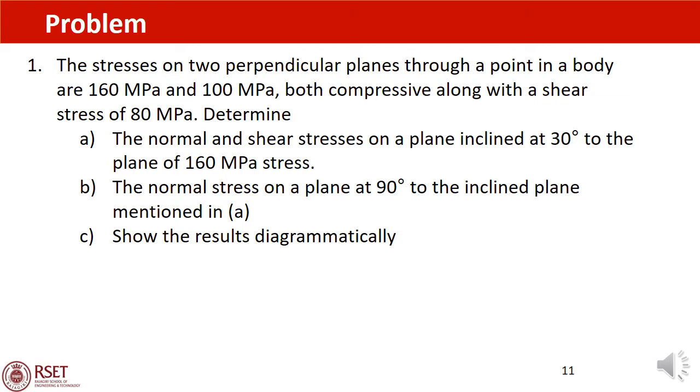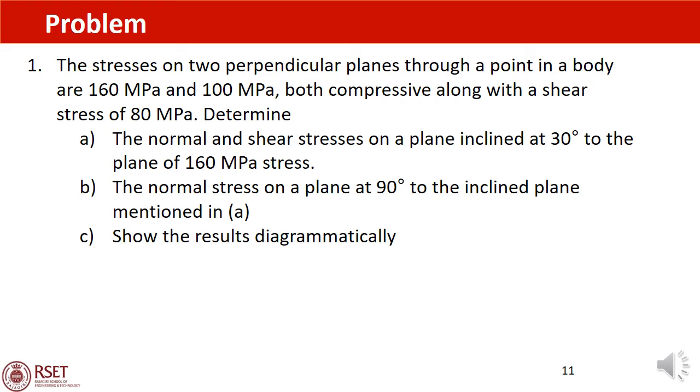So basically in the question, the value of sigma x is given to be 160 megapascal and the value of sigma y is given to be 100 megapascal and the value of shear stress tau xy is given to be 80 megapascal, and we are asked to find out the normal and shear stresses, that is sigma x dash and tau x dash y dash acting on a plane inclined at 30 degree to the plane of 160 megapascal stress. That is, on a plane inclined at 30 degree to the vertical plane, we need to find out the values of sigma x dash and tau x dash y dash.